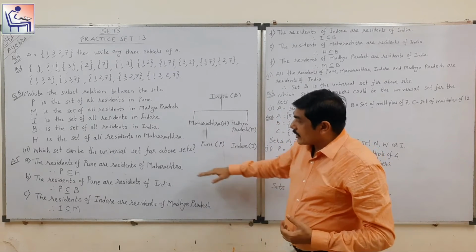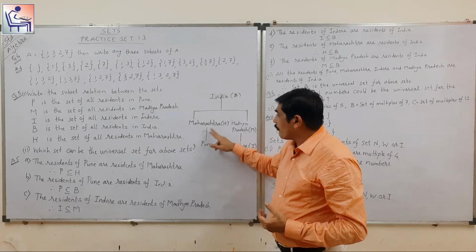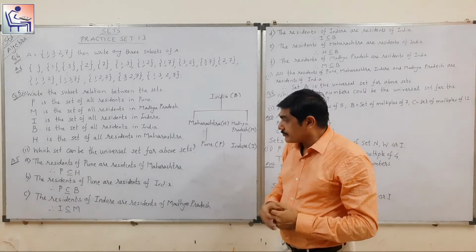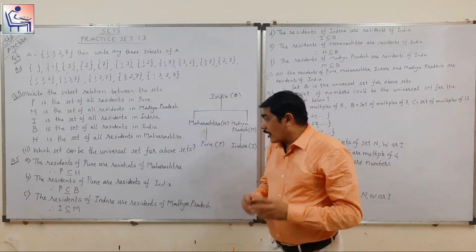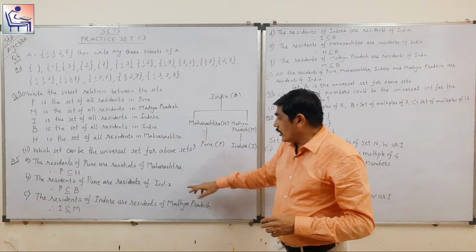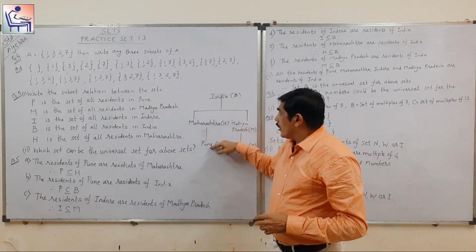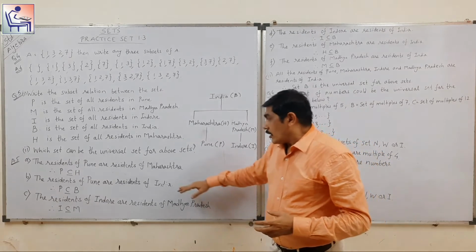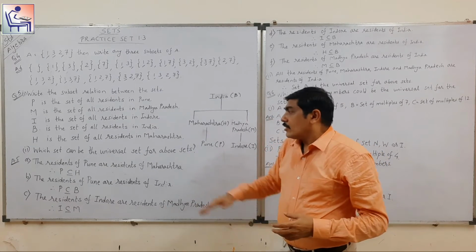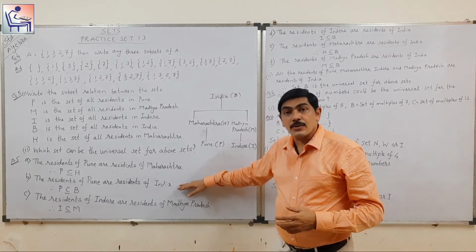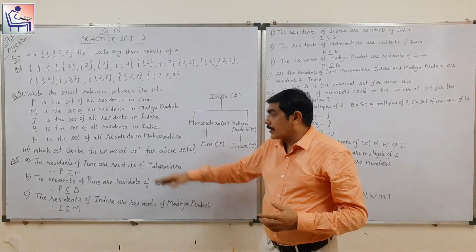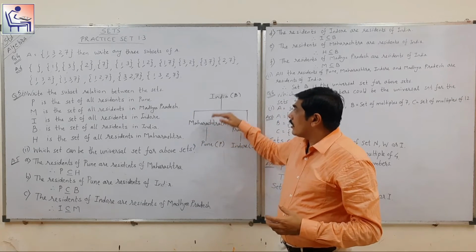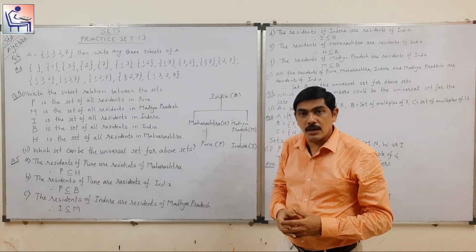So first one, the residents of Pune are residents of Maharashtra. So we can say that P is a subset of H. The residents of Pune are residents of India. So here you know that the residents of Pune are also a subset of India. So we can say that P is a subset of B. मतलब पुणे महाराष्ट्र का भी सबसेट है और इंडिया का भी सबसेट है.